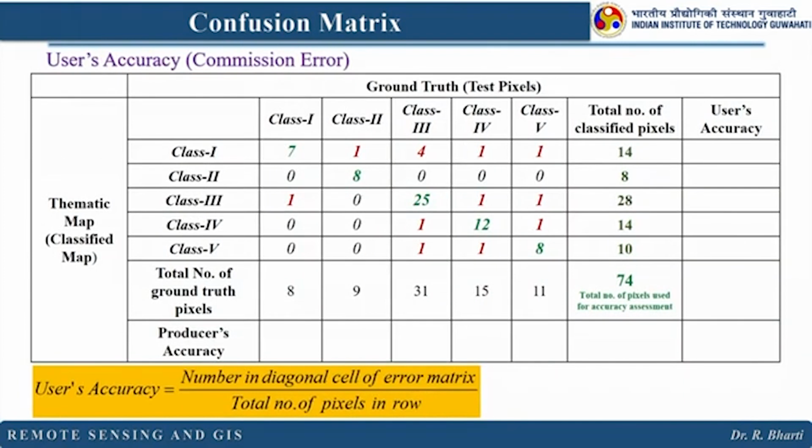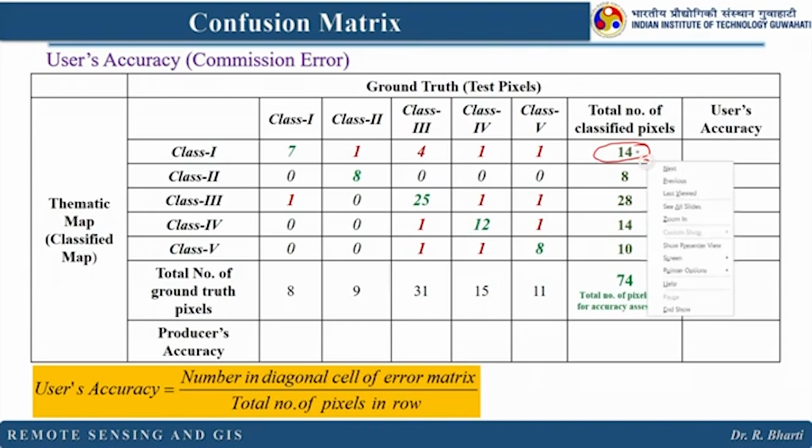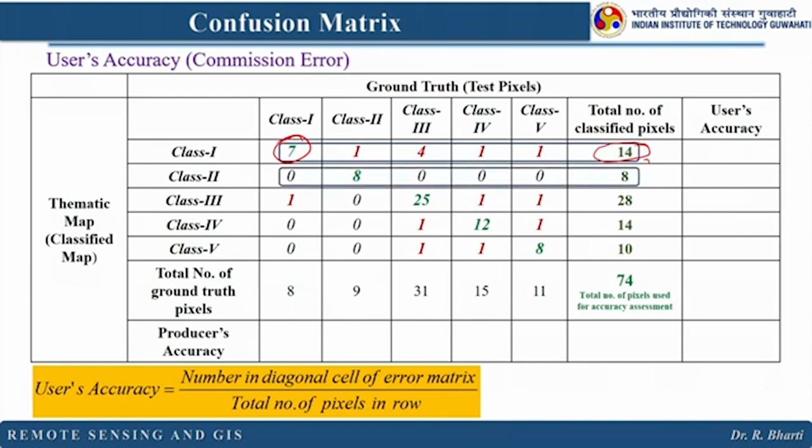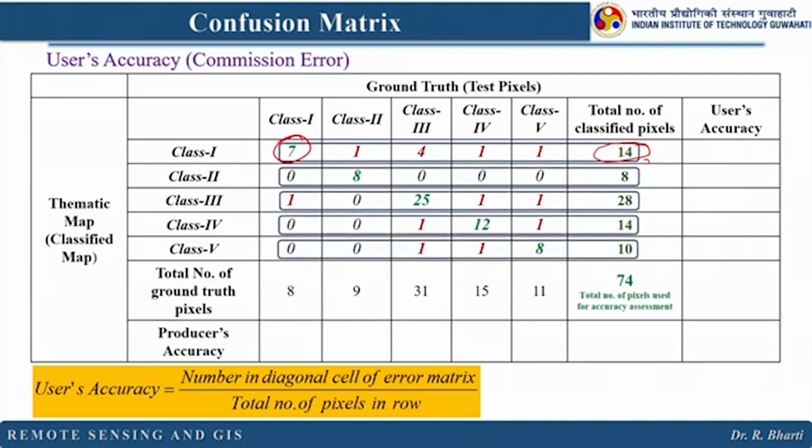Now, let us see what we mean by user's accuracy. Here, the total number of classified pixels in your image in class 1 is 14. Out of 14, only 7 are correct as per our ground information. So, we take the ratio and calculate 7 by 14, right. That will be the user accuracy of class 1.